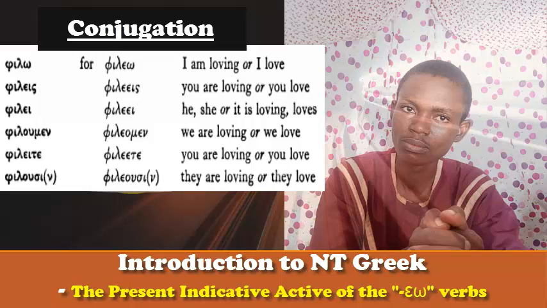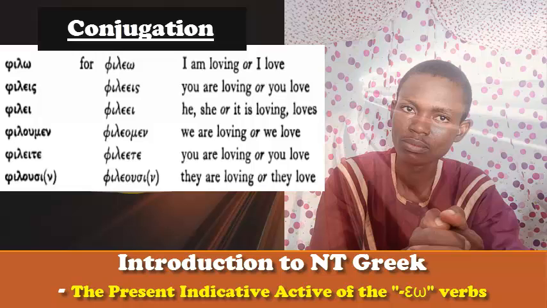For the first person singular, we are to note that the first person singular, phileo, should be written and pronounced as philo, philo. For in the New Testament, the first person singular will of course always be found in its contracted form. You won't see phileo. What you will see is philo. That's to tell you that for phileo, you have it as philo.